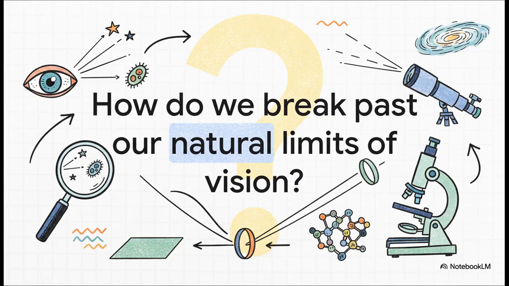You know, our world is just packed with things that are either too tiny or too far away for us to see. So how did we ever build the tools to peek into those worlds? Well, it all comes down to understanding two fundamental keys, two ways we can control light itself.